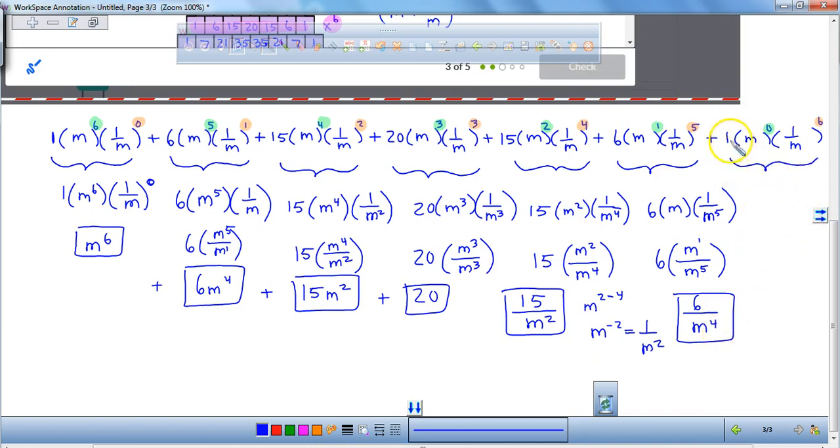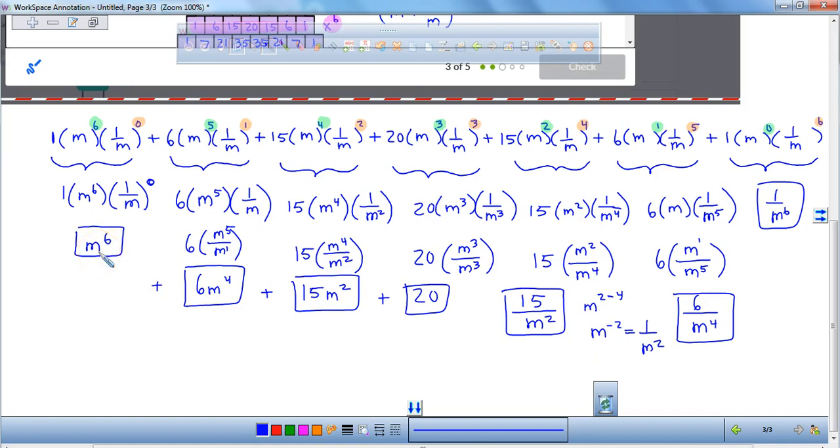All right. Now, we have a 1. We got m to the power of 0. Remember, any number to the power of 0 is 1. So basically, our final one is just 1 over m to the power of 6. And that's what I'm going to type in to the Khan Academy, just step by step.